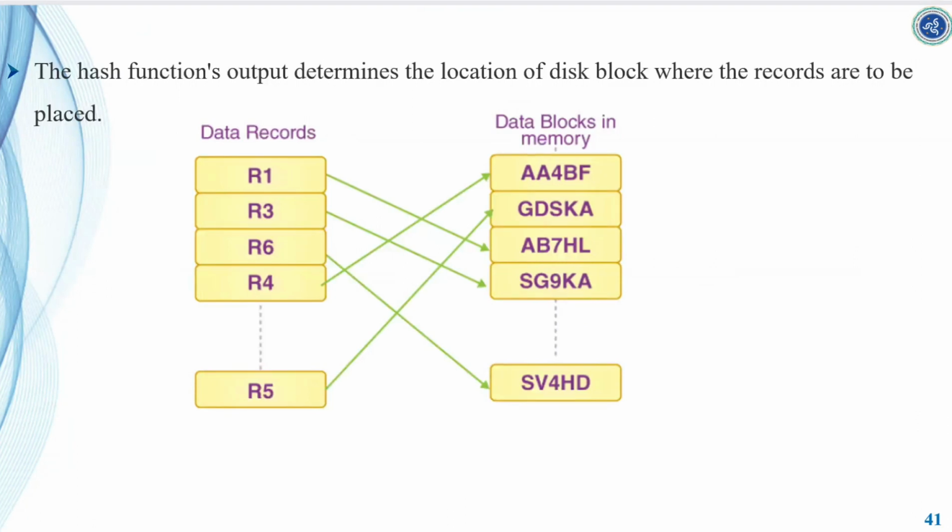Here these are the data records, and the hash function determines the location of the disk block where the records have to be placed. We are given record 1, 2, 3, and so on. These are the data records, and these are the data blocks in memory. Based upon the hash function, we decide where these records have to be kept in memory.